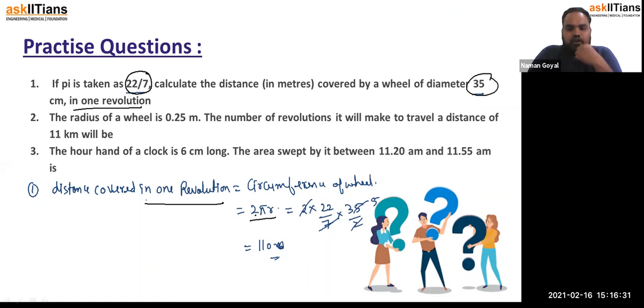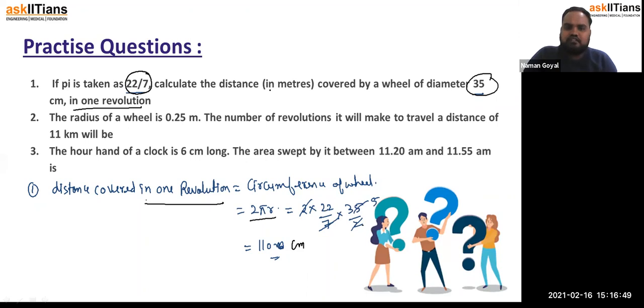Okay, and 2 into 22 by 7 is pi, and r is what? See, 35 is the diameter, so we have to take half of that. So 2 will be cancelled out. 7 5s are 35, and 5 into 2. This is in centimeter, right?